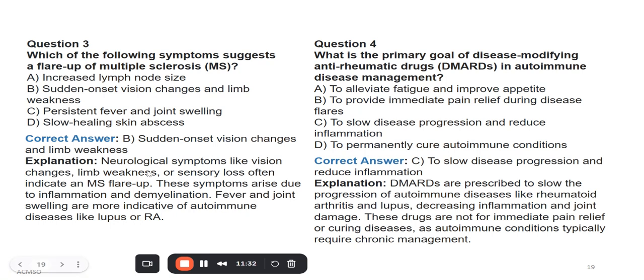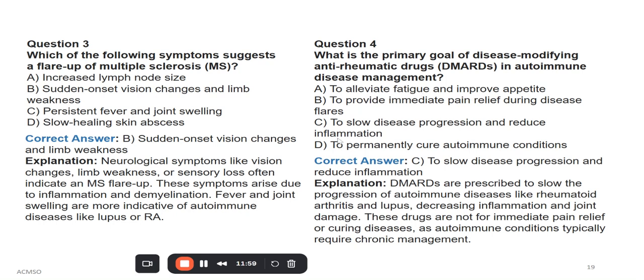Question 4. What is the primary goal of disease-modifying anti-rheumatic drugs in autoimmune disease management? A. To alleviate fatigue and improve appetite. B. To provide immediate pain relief during disease flares. C. To slow disease progression and reduce inflammation. Or D. To permanently cure autoimmune conditions. So the answer is C, to slow disease progression and reduce inflammation.